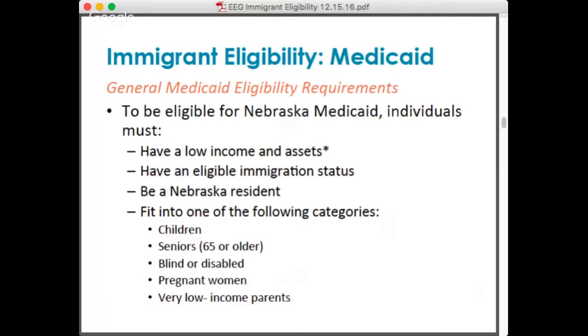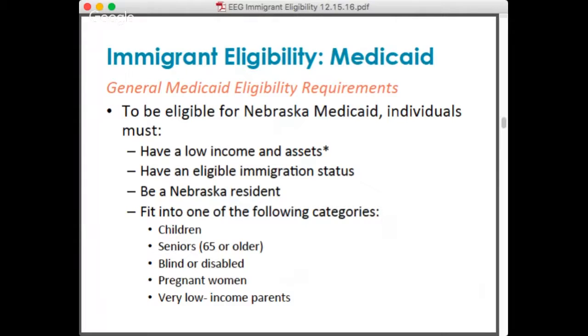The reason I have an asterisk next to that is that for income, it varies based on the different categories, and we'll talk about categories in a second. And then some categories have asset tests and some don't. So depending on what category you fit in, you might have to prove up assets. Some do not have to do that.